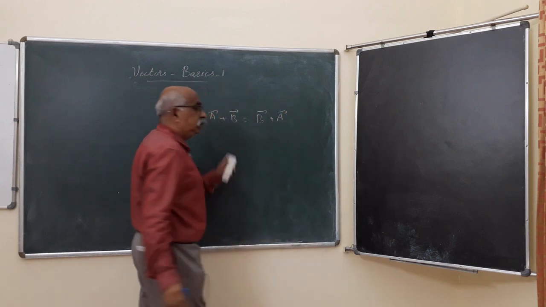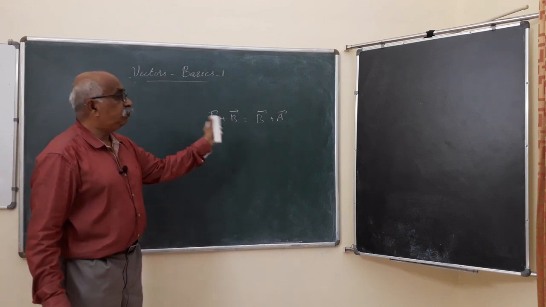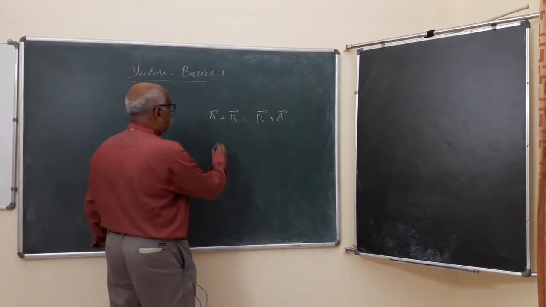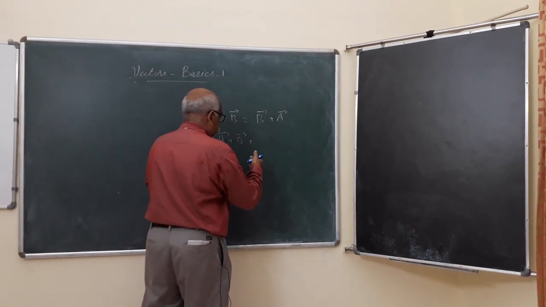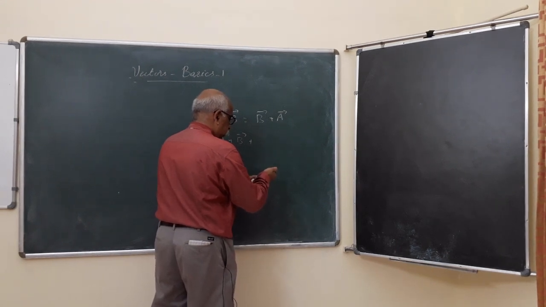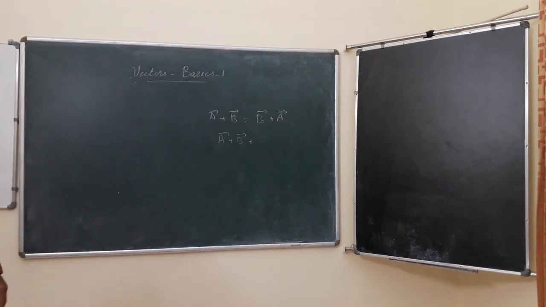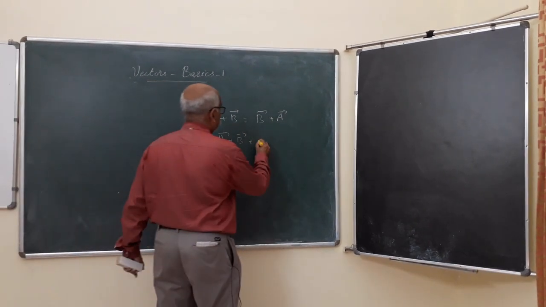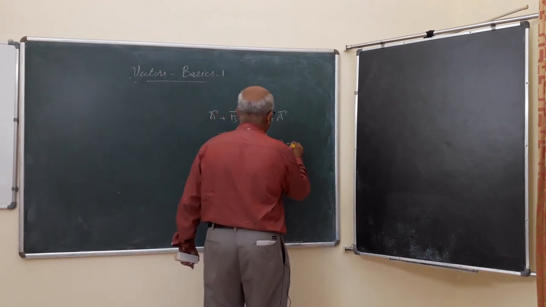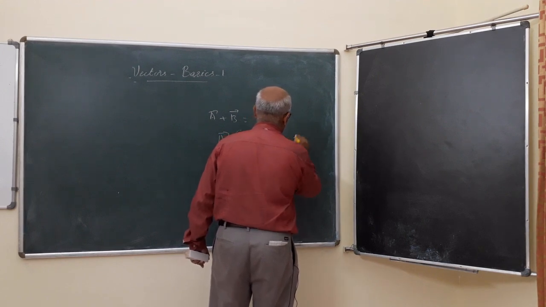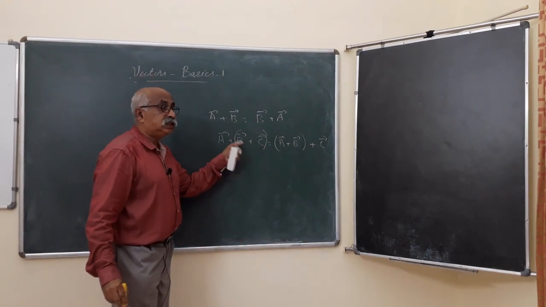For vectors, they need to satisfy this equation: A plus B is equal to B plus A. That is, vector addition is commutative. Also, for three vectors, A plus B plus C is equal to A plus B, plus C. That is, vector addition is associative.